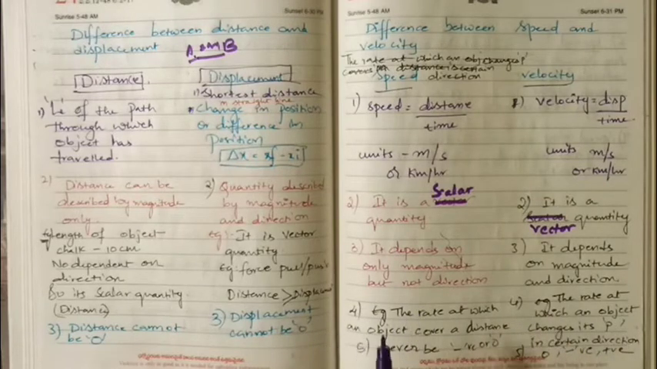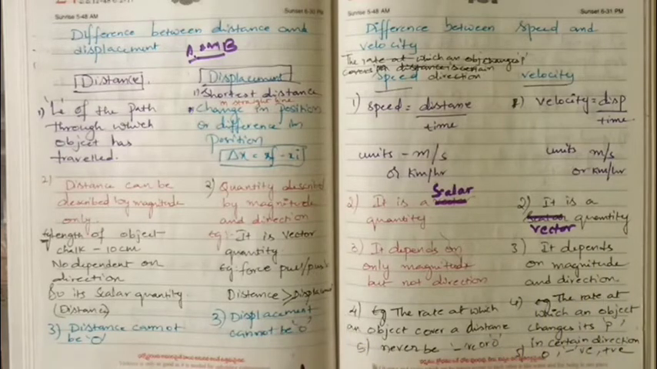Speed is a scalar quantity. Why? Because distance is a scalar quantity and depends only on magnitude. Even speed depends only on magnitude, and hence it is a scalar quantity. Whereas velocity is a vector quantity because it depends on both magnitude and direction, just like displacement.